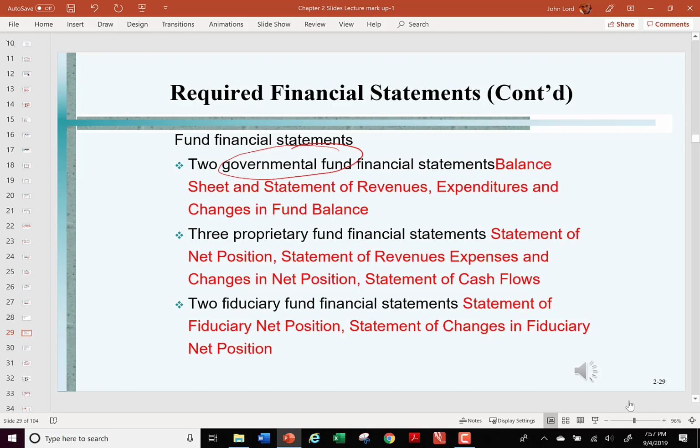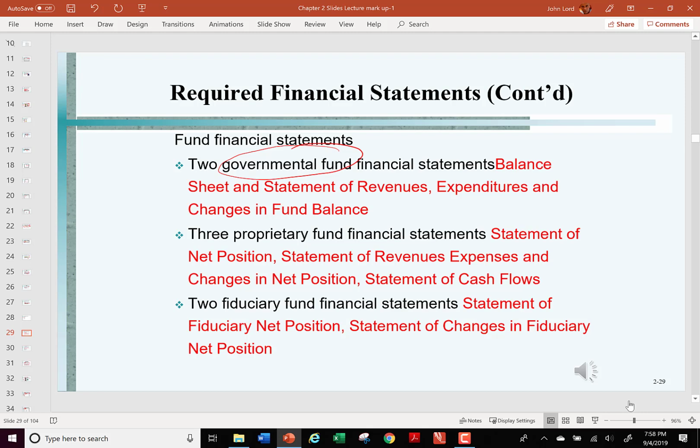Everybody else prepares 2. Government-wide has 2, a balance sheet and income statement. Balance sheet is called the statement of net position. Income statement is called the statement of activities. My governmental fund has a balance sheet and an income statement. Balance sheet is called a balance sheet. And the income statement is called the statement of revenues, expenditures, and changes in fund balance. For my proprietary funds, they're the only ones that prepare the third statement, statement of cash flows. Is like a statement of cash flows. Balance sheet is called the statement of net position, and the income statement is called the statement of revenues, expenses, and changes in fund net position.